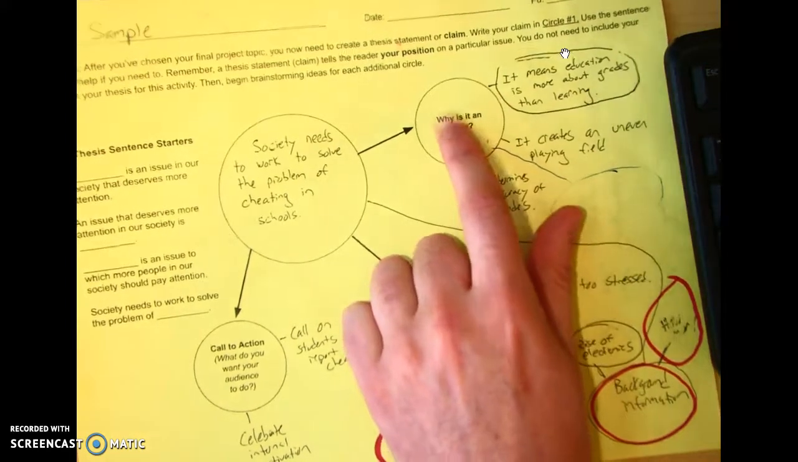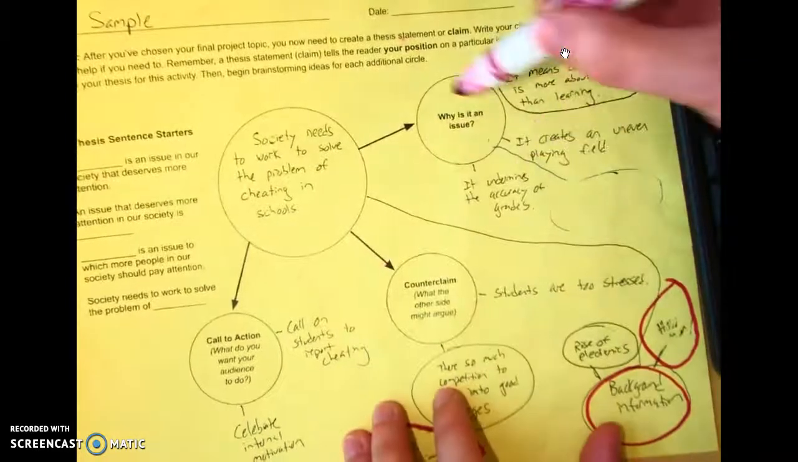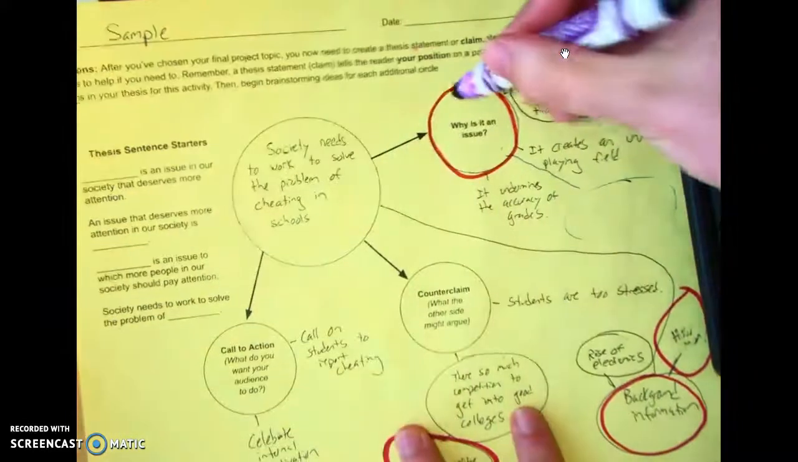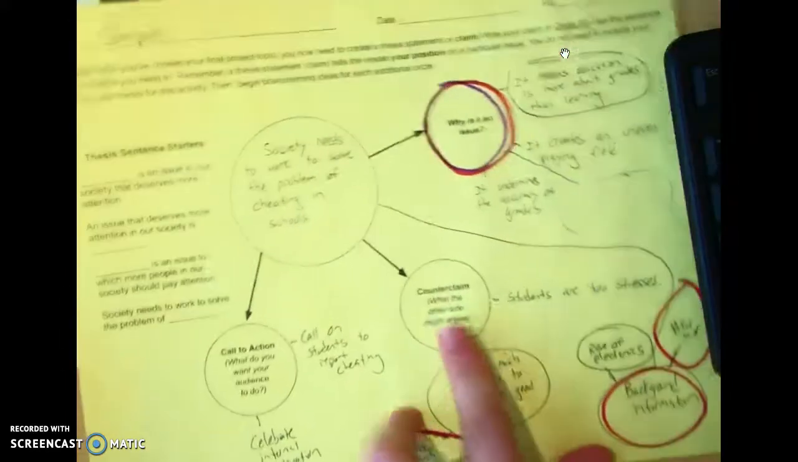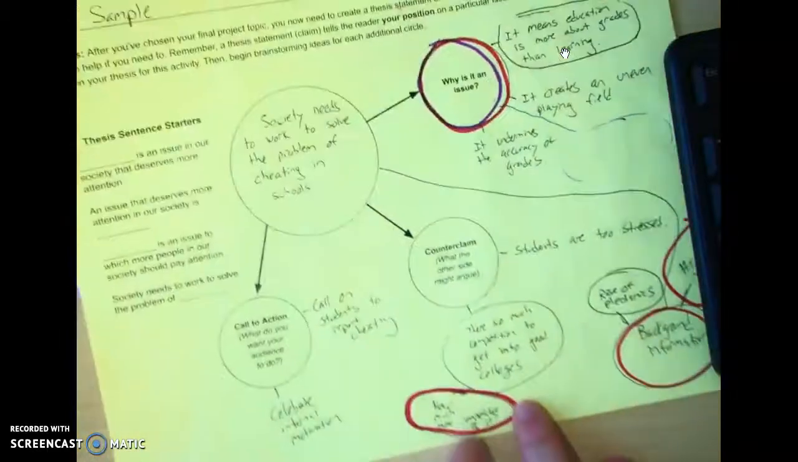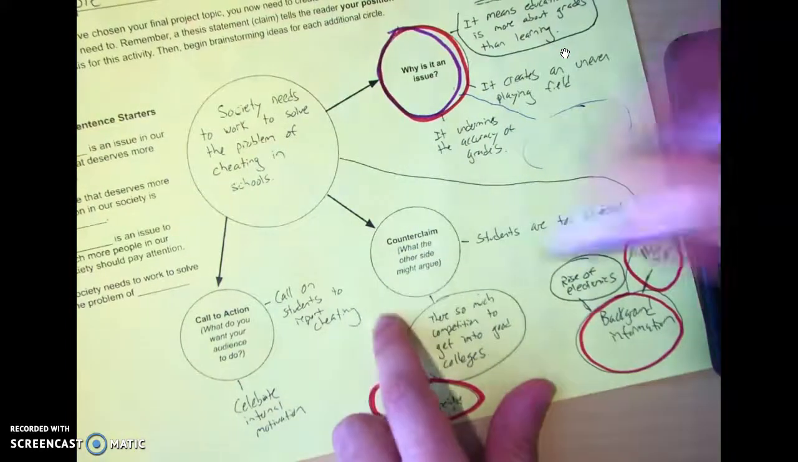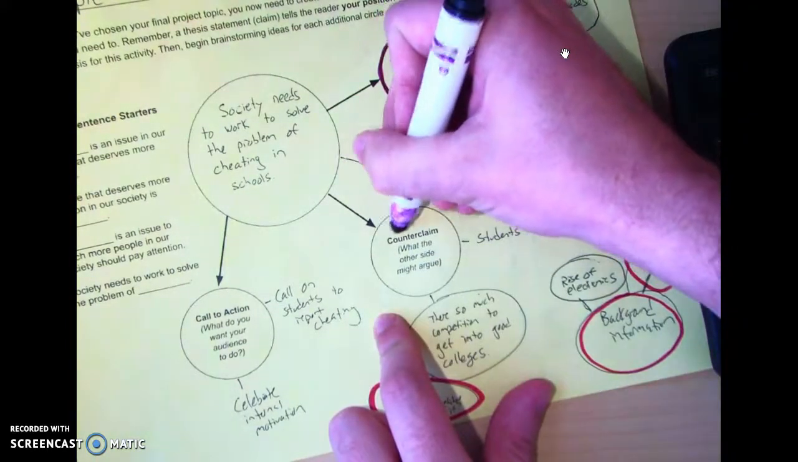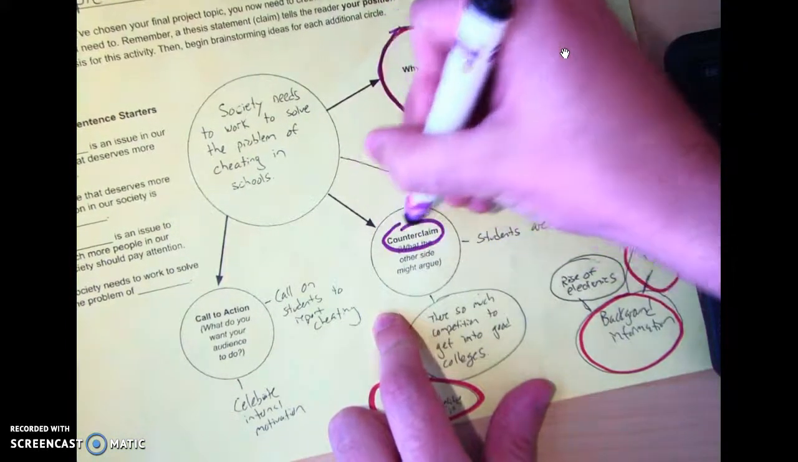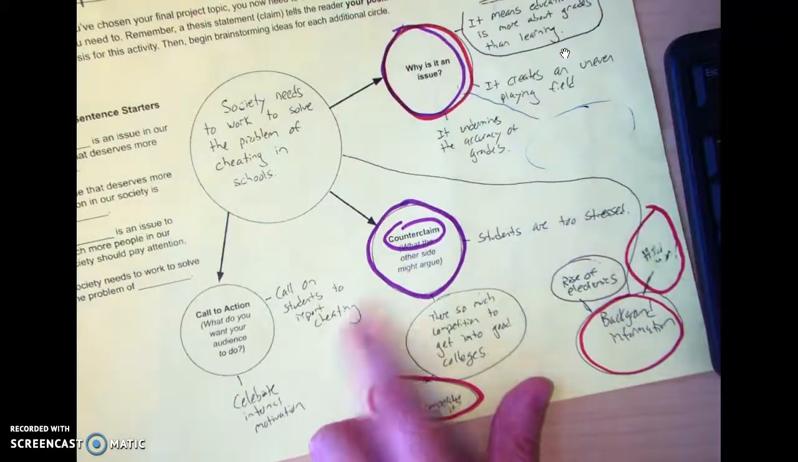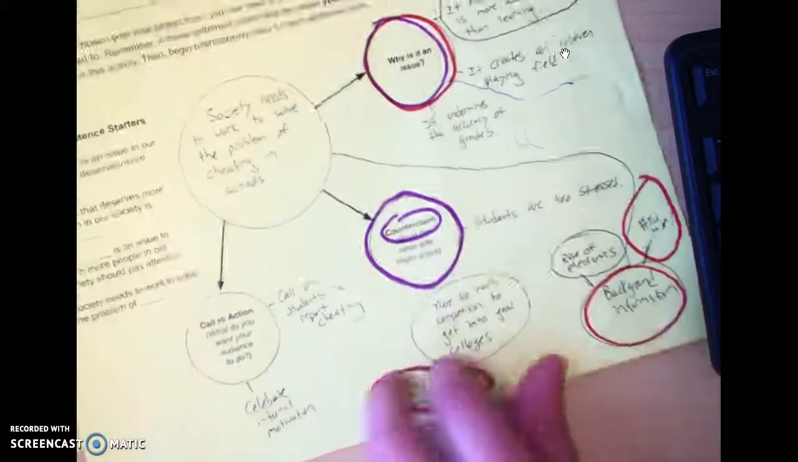You could make a public service announcement using information you've gathered about why it's an issue. Or you could make a public service announcement addressing a counterclaim. Your public service announcement might present the opposite side of your argument, which is called the counterclaim, but then it should refute it. It should offer a rebuttal. Why is that counterclaim wrong? Why is your side of the issue correct?